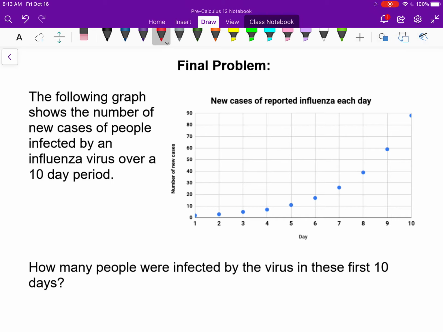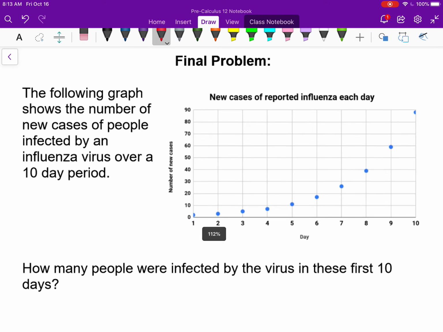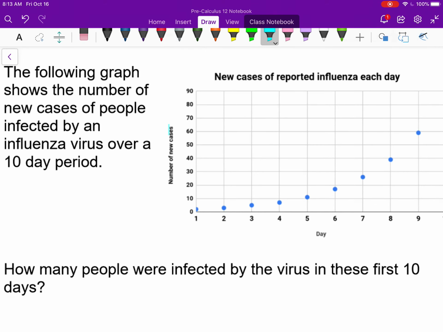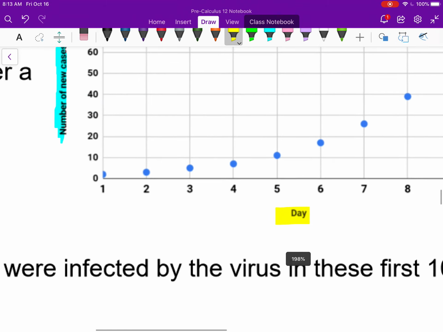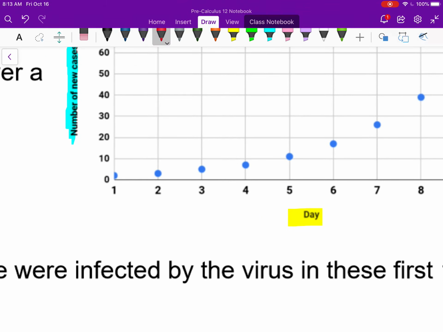And so what I have here is a graph. Now it's made up data, but a graph showing the number of new cases of people infected by the flu over a 10-day period. OK, so again, on my y-axis, this is every day the number of new cases on that particular day. And the x-axis is the number of days. Well, we can really think of the number of days being the term number and the number of new cases being the term. So if I look at this, day 1, it looks like, it's hard to tell.